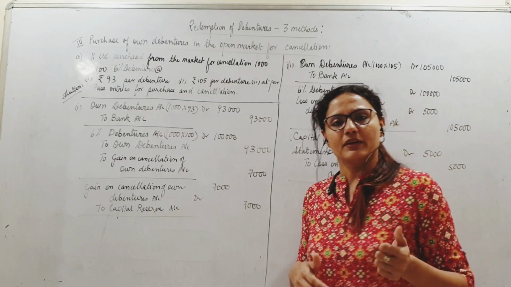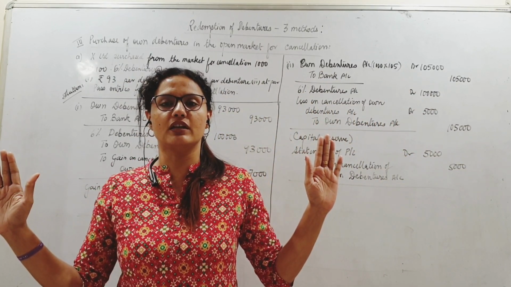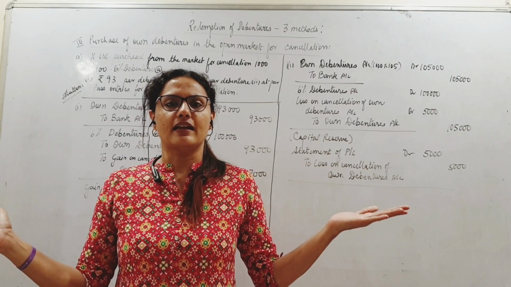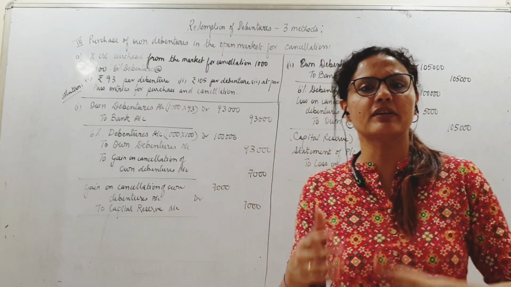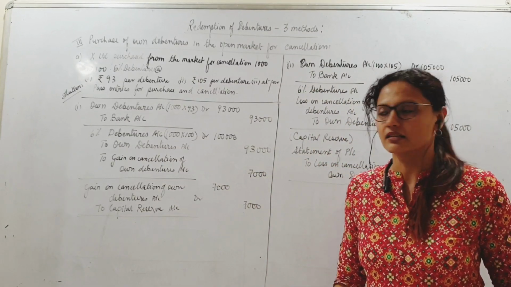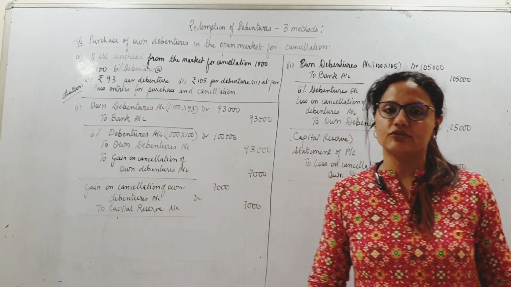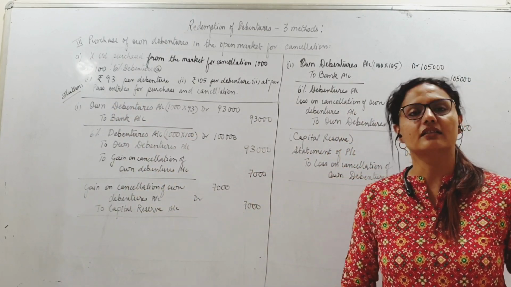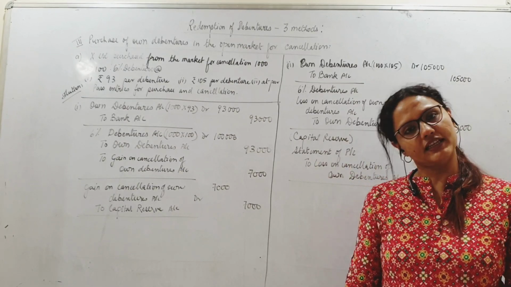Why cancel? Because there is one liability, my own debenture, and the own debenture is an asset. Asset and liability cancel. Neither do I have a liability, nor do I have an asset, because I have purchased my own debentures from the market. Correct? Neither is this real for me, nor is the 6% debenture liability real for me. So let's cancel the asset against the liability. Set it off. Okay?